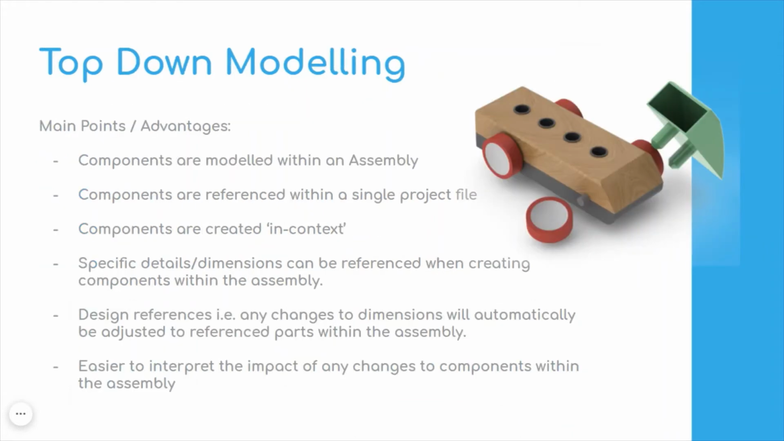If we look at top-down modelling, what we've got here is we're making components within an assembly. So what you've got is a single project file and all the components are made within it. The good thing about this is your components are created in context, and what I mean by that is you already have existing parts within the assembly and you're creating these components based on these existing parts. What you can then do is use specific details and dimensions which can be referenced from the components that are already within the assembly.